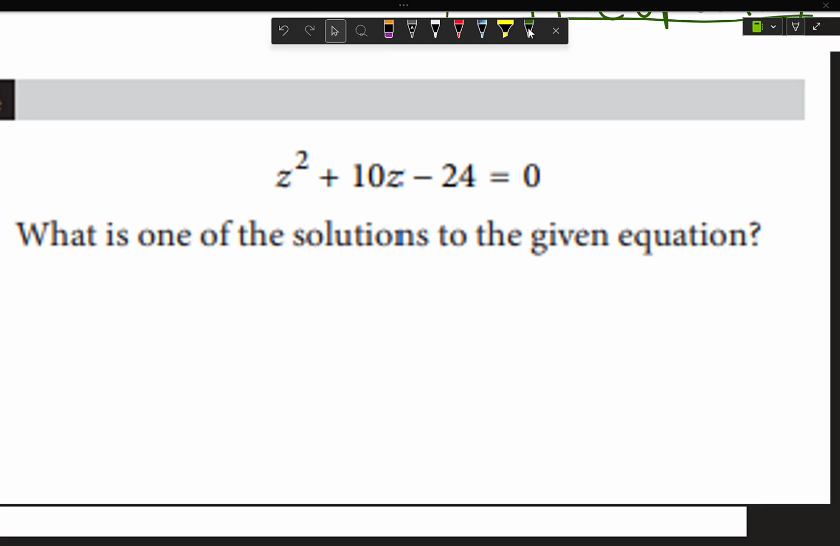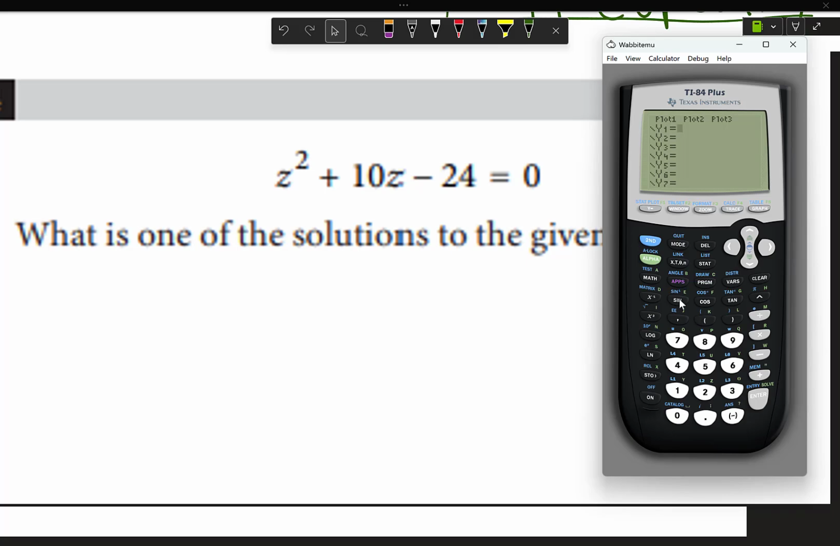What is one of the solutions to the given equation? All right, I'm first going to show you how to solve this in the graphing calculator just because it's quicker. So x squared, I'm going to change all these to x's. It doesn't matter which variable we use. And we graph, and we can quickly see there are two solutions, but the graphing calculator only gives us one. The good thing about this problem is they only want one of the solutions.